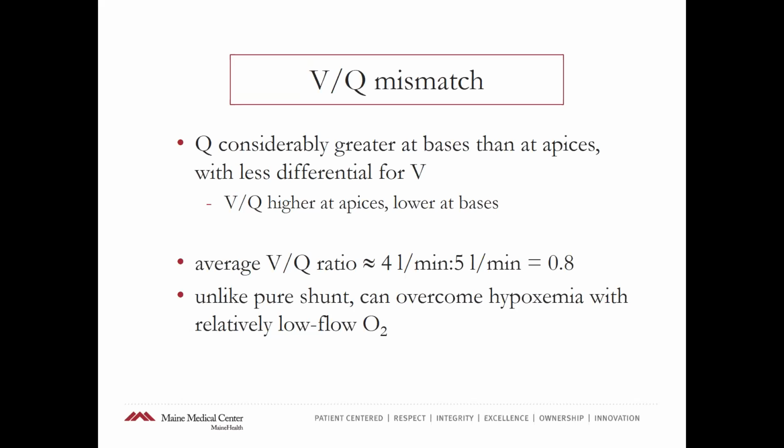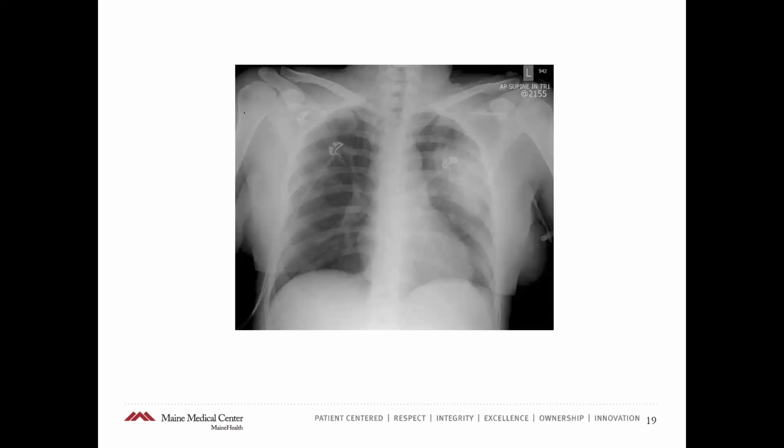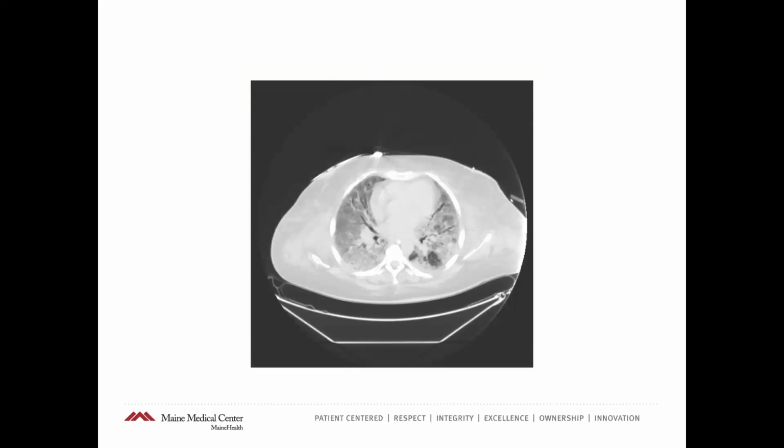The average VQ ratio is about 0.8. We don't walk around with a perfectly matched VQ ratio. Unlike shunt, you can usually fix VQ mismatching by just giving oxygen. And this is what we see every day, right? This is really why we run into people who are hypoxemic. So it's someone who's wet, someone who's got pneumonia, or someone who's got ARDS.